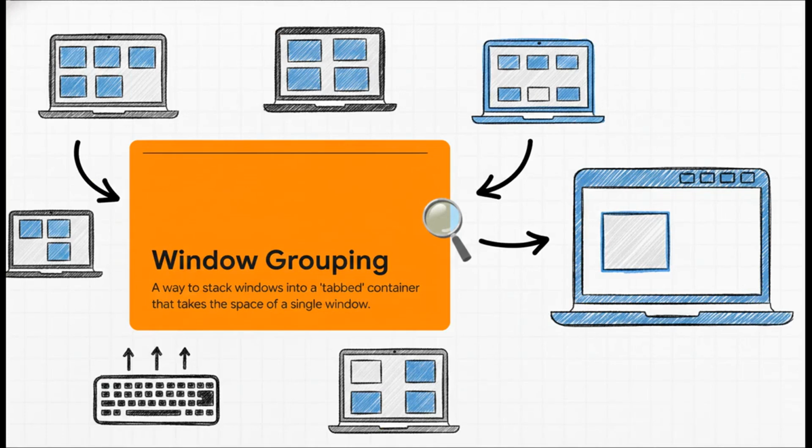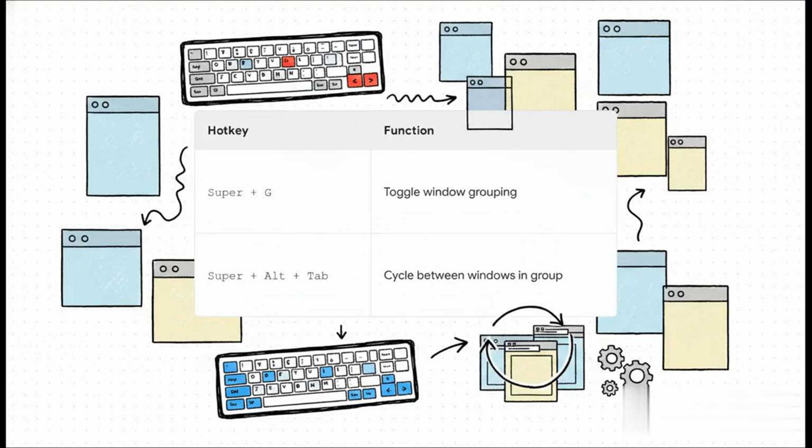Window grouping is an absolute lifesaver, especially if you're working on a laptop screen. It basically lets you take a bunch of different apps and stack them on top of each other in a single container with tabs. So instead of 4 tiny little windows, you get one normal-sized window with 4 tabs you can flip through. And of course, it's all keyboard-driven.